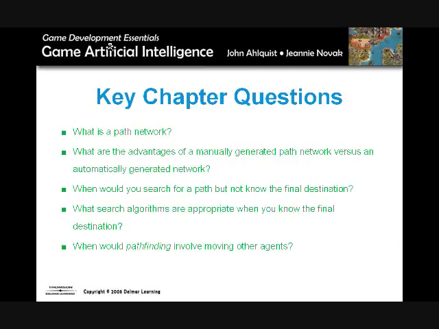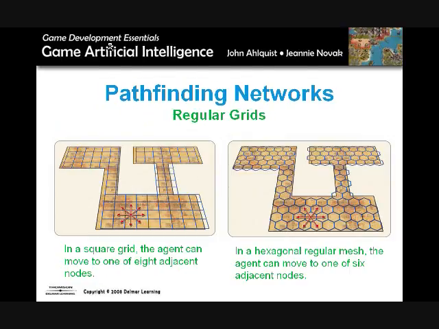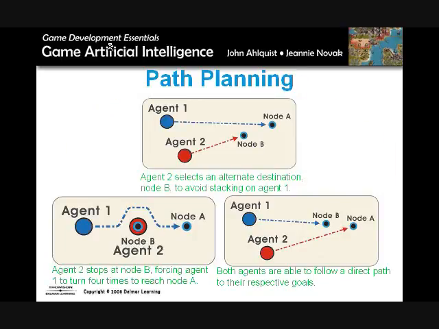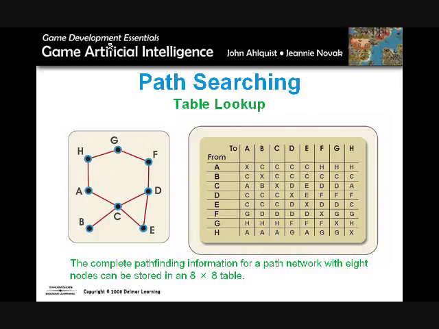What search algorithms are appropriate when you know the final destination? So actually, just going back to that last question, breadth first search or Dijkstra's algorithm makes sense when you don't have the final destination, because you're basically weighting them all equally. I mean, obviously they have different costs to get there, but the value once you get there is the same. So you could do a search to try and figure out what is the best route to get to whatever destination you're trying to get to.